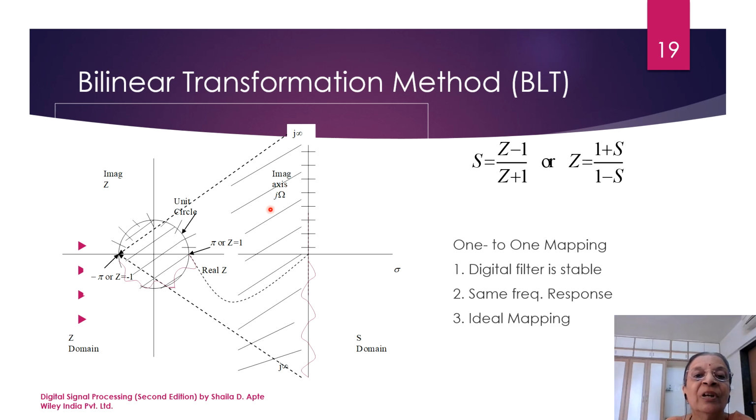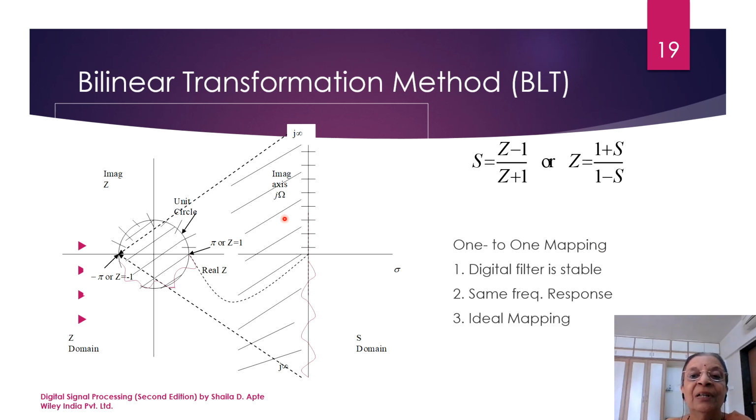If the area is on the left hand side of the imaginary axis, it will map onto the area inside the unit circle. And if the area is on the right hand side of the imaginary axis, it will map onto the area which is outside the unit circle. So this is, you can say, one-to-one mapping. So there is no aliasing at all.